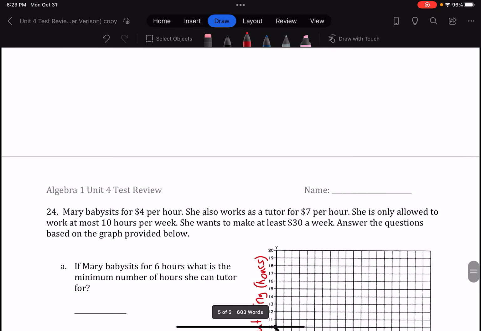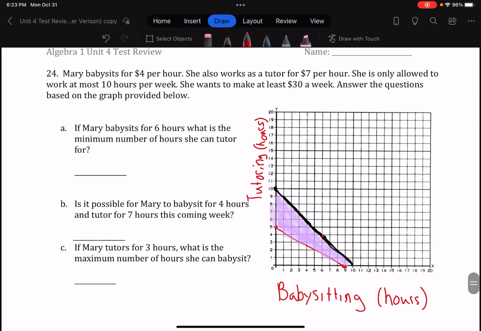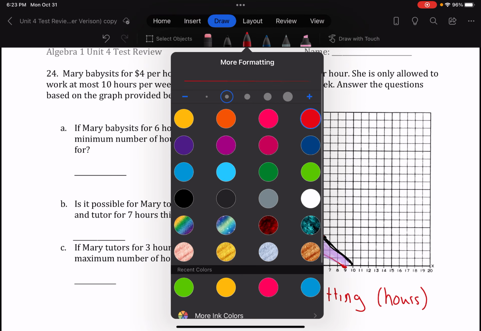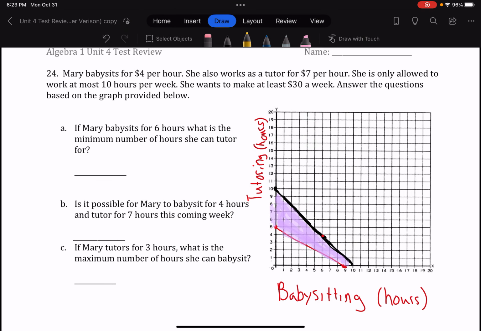And the last problem. We're moving on to problem 24 here. So this one is the one where people are having a little bit more issues. So let's talk through it. It says Mary babysits for $4 per hour, and she also works as a tutor for $7 per hour. She's only allowed to work at most 10 hours per week, but she needs to make at least $30 a week.